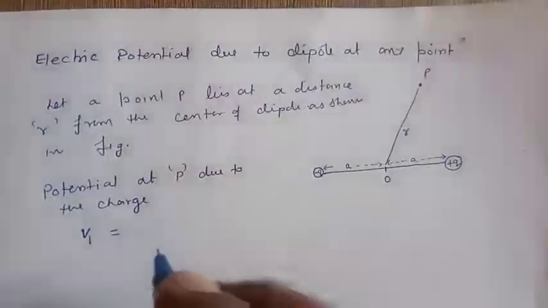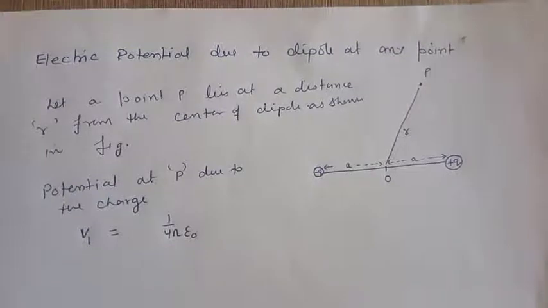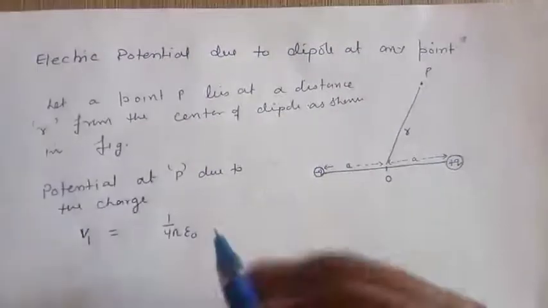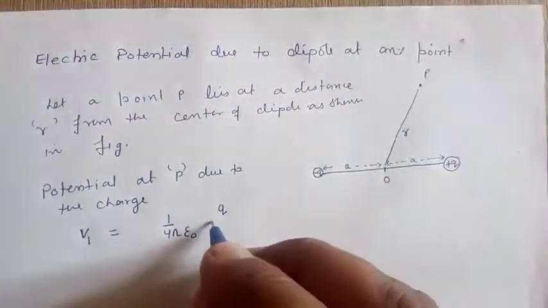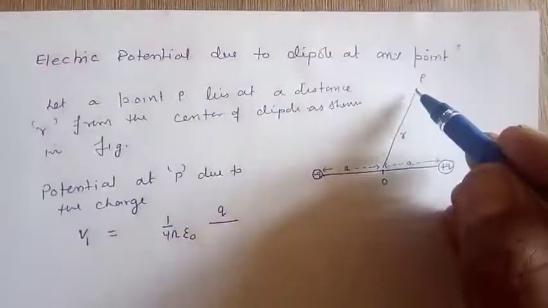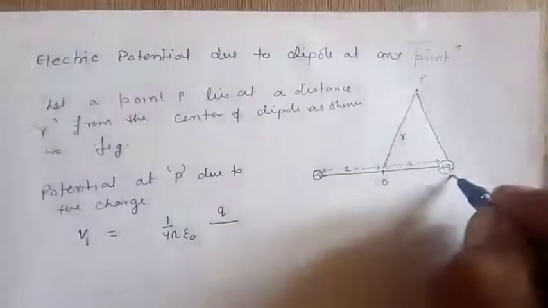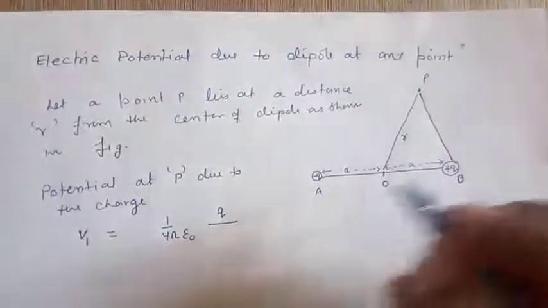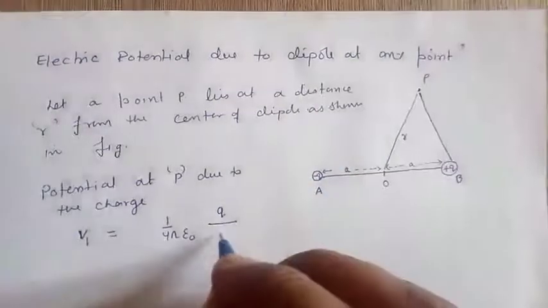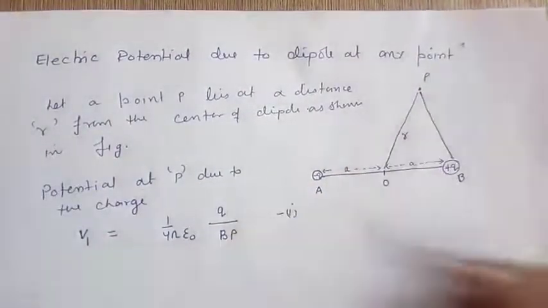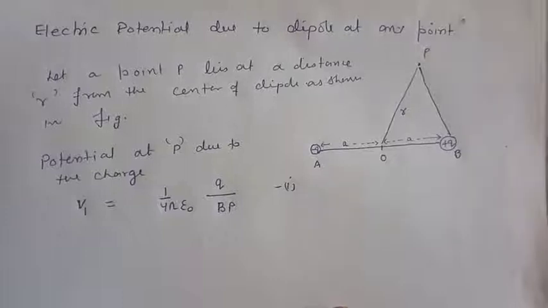Let it be V1. So it is 1 upon 4 pi epsilon 0. We have studied it, electric potential due to the charge at any point: 1 upon 4 pi epsilon 0, source charge, source charge is our Q, upon distance between the source and observation. So let us join this point. Now let this point be B and this point be A here. So distance between the source and observation is BP. So we will take here BP distance. This is the equation number one, potential due to positive charge at point P.